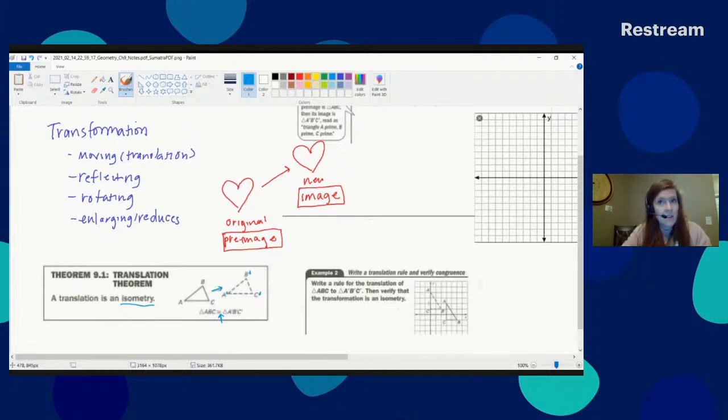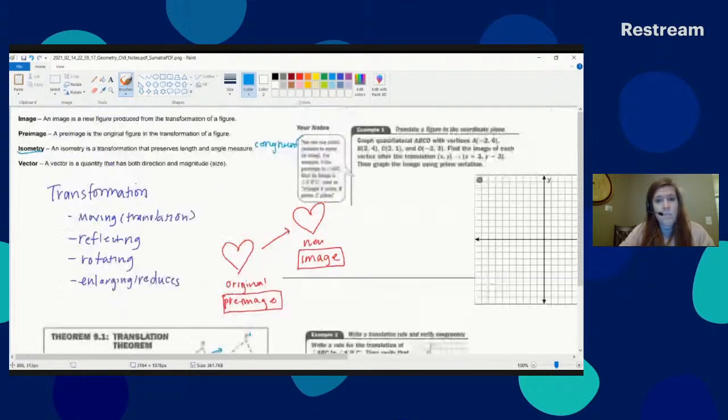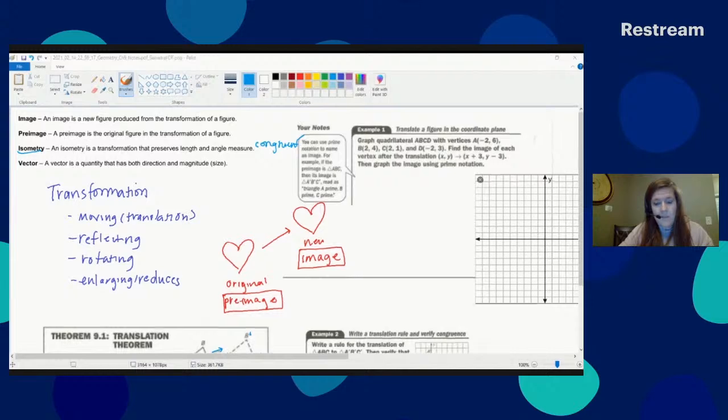So translation again is moving. Transformation can be multiple different things, so from here on out in 9.1, we're just focusing on translations. That's moving an object to a new spot. The rest of this section is really about understanding what are some ways that we can graph a translation, what are some ways that we can write rules for translations, and talk about translations. Okay, so that's what we're going to do now.